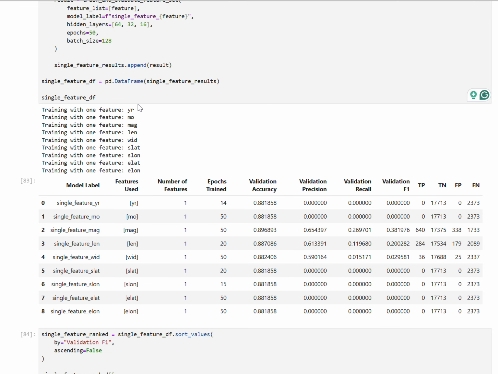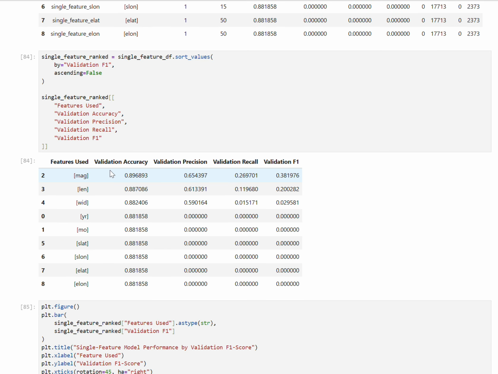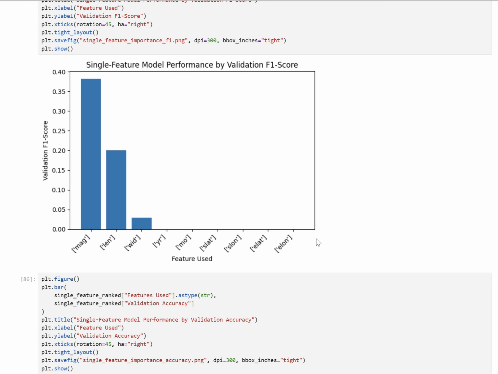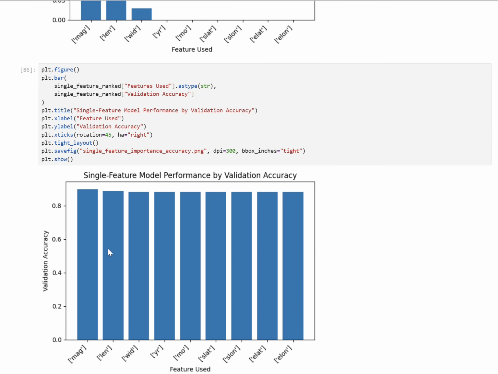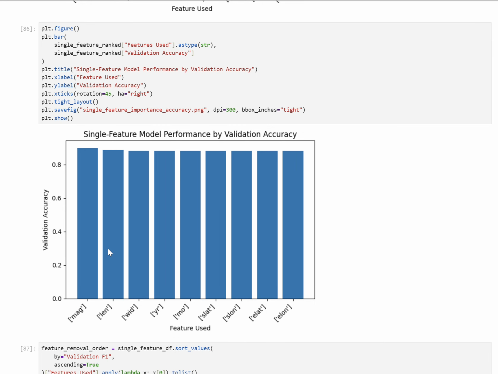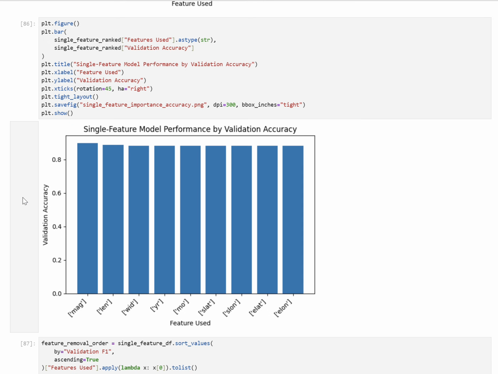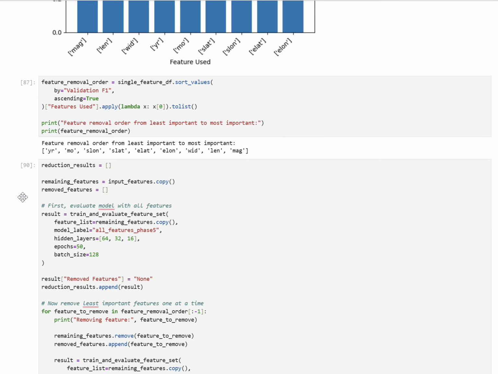So one at a time, I trained on year, month, magnitude, length, with all that stuff. And these were the top ones. So magnitude was the number one, with a 0.38 F1. Length and width were top, but everything else is very low, like it wasn't as important. And this is another graph of how important magnitude, length, and width were compared to all the other inputs. This isn't as important. Just validation accuracy as well for single feature model performance.